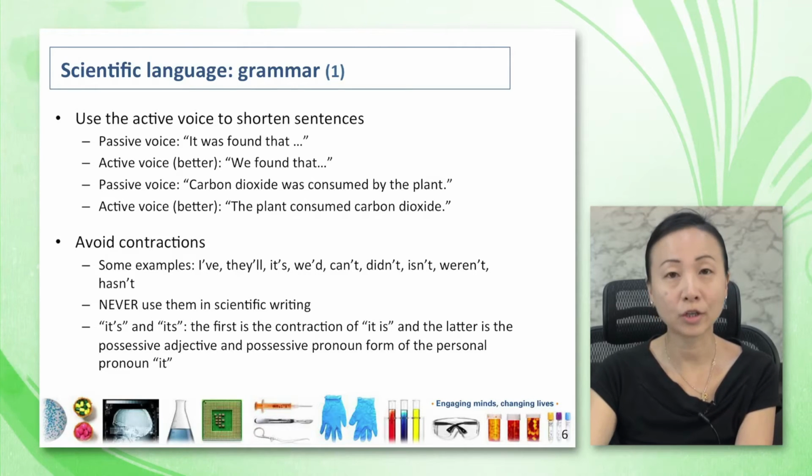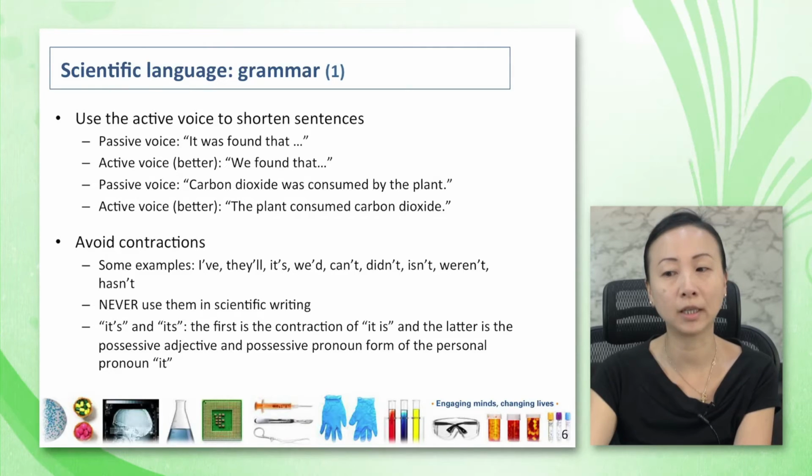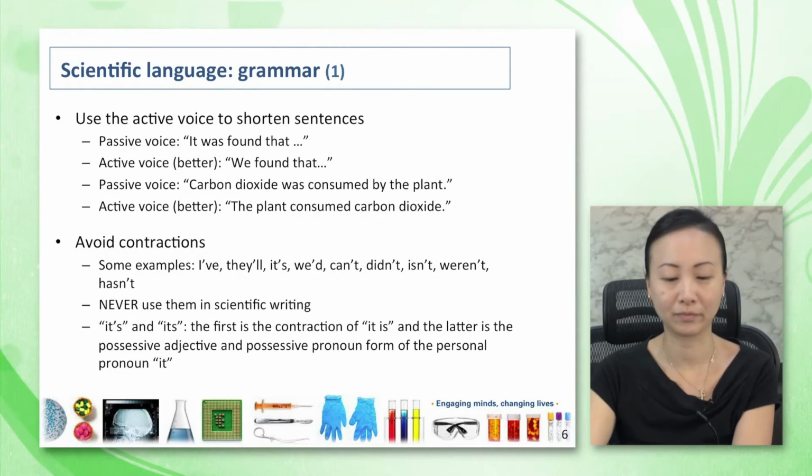Avoid using contractions such as these. Contractions should never be used in scientific writing. They should always be spelled out in full. And while we're on the subject of contractions, do not confuse it's with its. The first is a contraction of it is, and the latter is the possessive adjective and possessive pronoun form of the personal pronoun it.